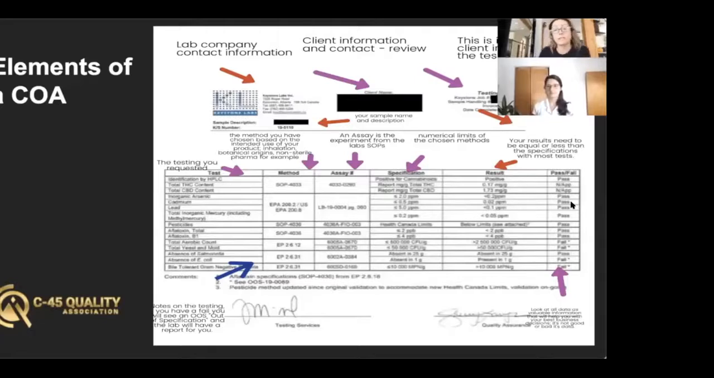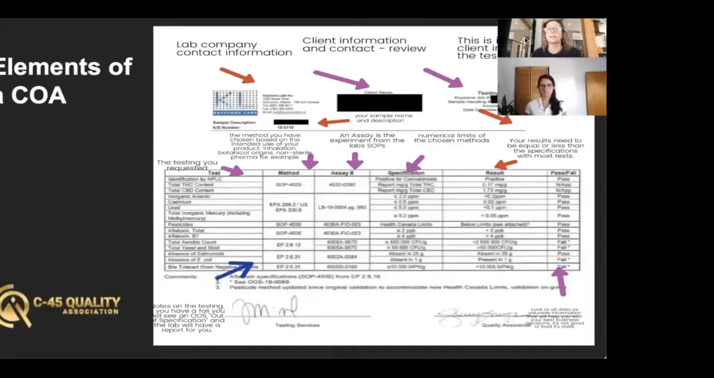So if we look at this screen, we will see a description of the test. This is a full panel report of all of the types of testing that is required by Health Canada. So this was likely dried flower, and it was tested for everything, including potency, all of the microbiology, pesticides, heavy metals, aflatoxin, and that's what you'll see usually on the left-hand side.